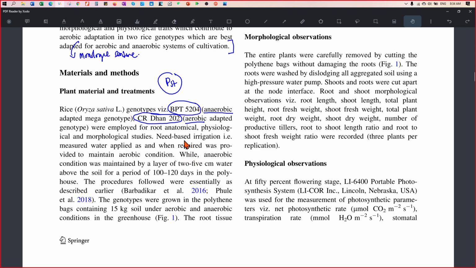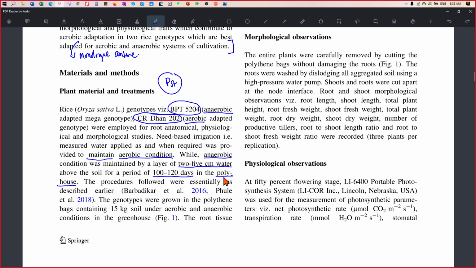There's a base of irrigation applied when required to maintain aerobic conditions. You see, even though it's aerobic condition, they still water the plants, just to maintain enough. It's not flooding. However, for the anaerobic, they maintain 2 to 5 cm of water for a period of 100 to 220 days in the poly house.